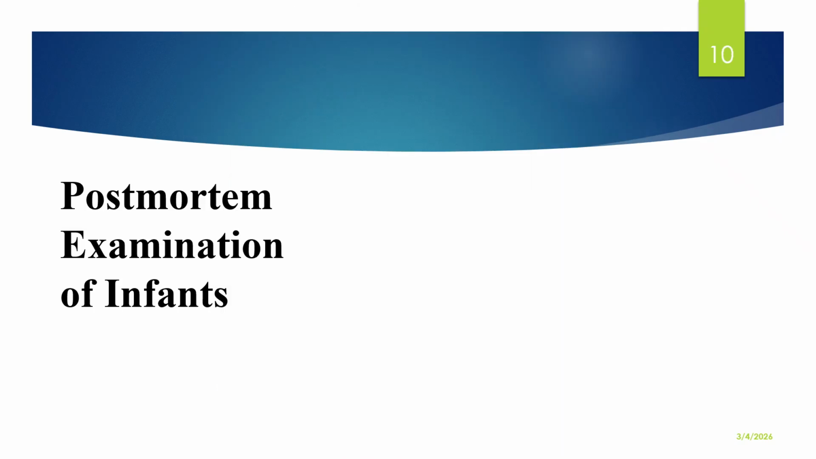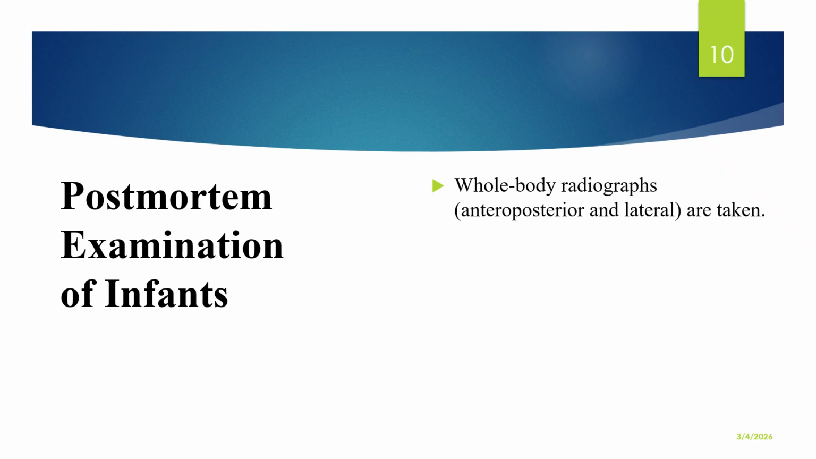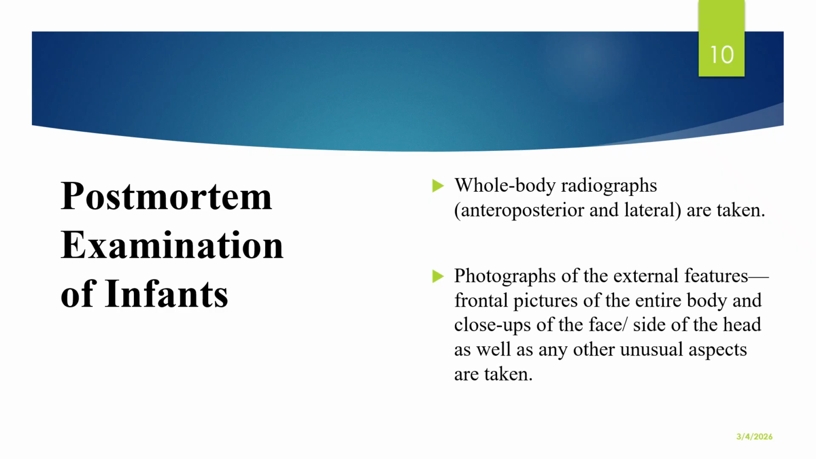Okay. So now we move on to the next topic, that is post-mortem examination of infants. If such a child is brought for autopsy, how are you going to proceed? First, a whole body radiograph, that is anterior, posterior, and lateral view, has to be taken. And then photographs of the external features, like the frontal picture of the entire body and close-ups of the face and side of the head, as well as any other unusual aspects, are taken.